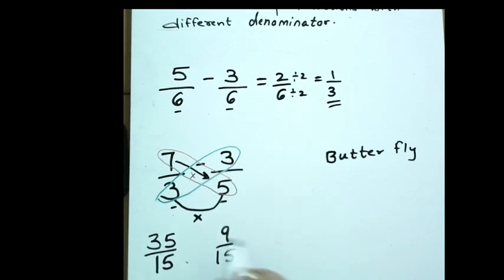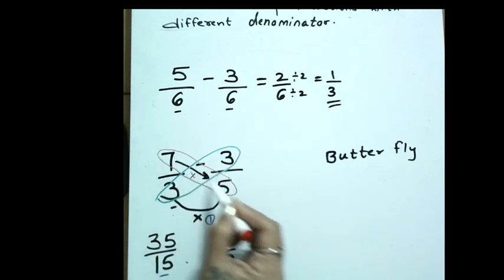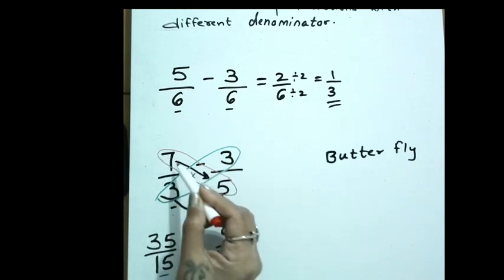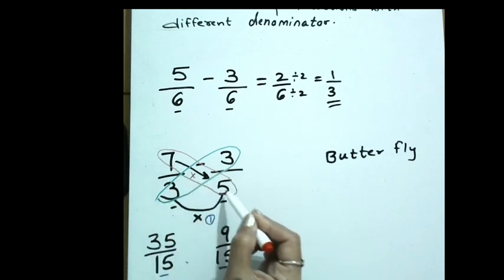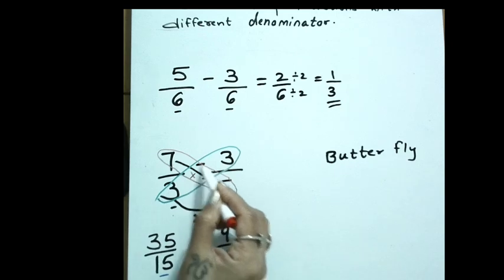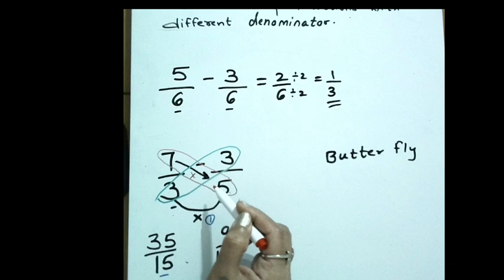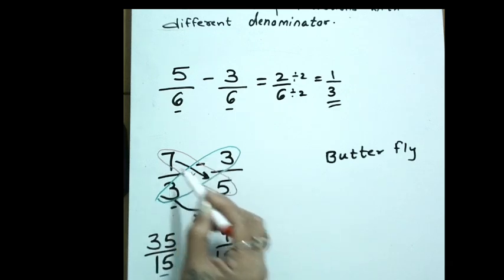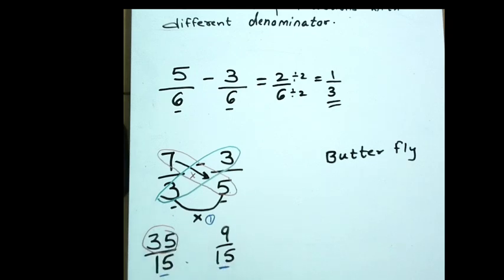Perfect. Once more I will explain. The first times you do is the bottom. You do the times of the bottoms. 3 times 5 is 15. You write the 15 here, and you write the 15 here. This is the first step. Second step, you do cross multiply. The left side with the right side denominator, and you draw a wing. So it is 7 times 5. Again you do times. 7 times 5 is 35. So this is 35 from this side.